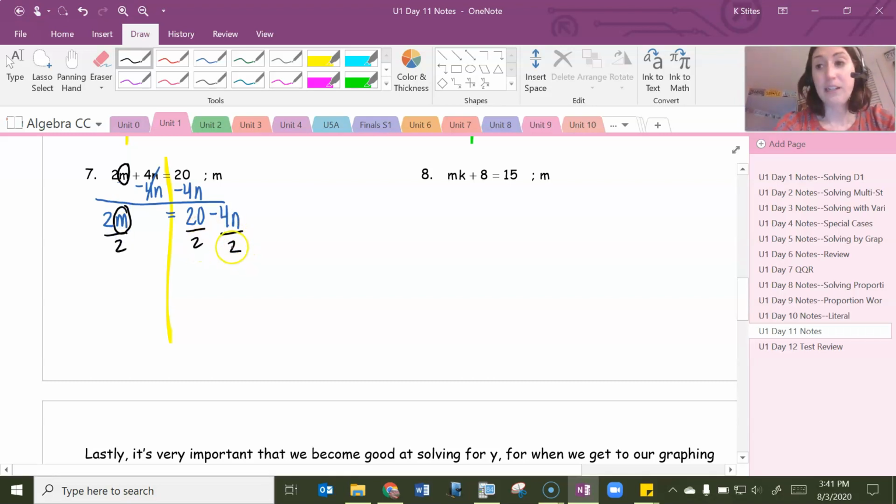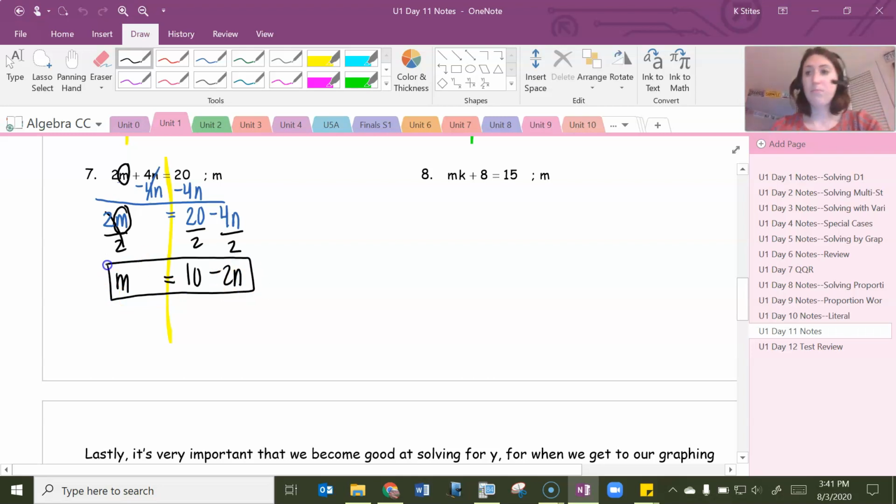Okay, dividing we can do. 20 divided by 2 is 10. Negative 4n divided by 2, negative 2n. Okay, there you go. Easy peasy. Okay, last one of these. We're doing great on time here.